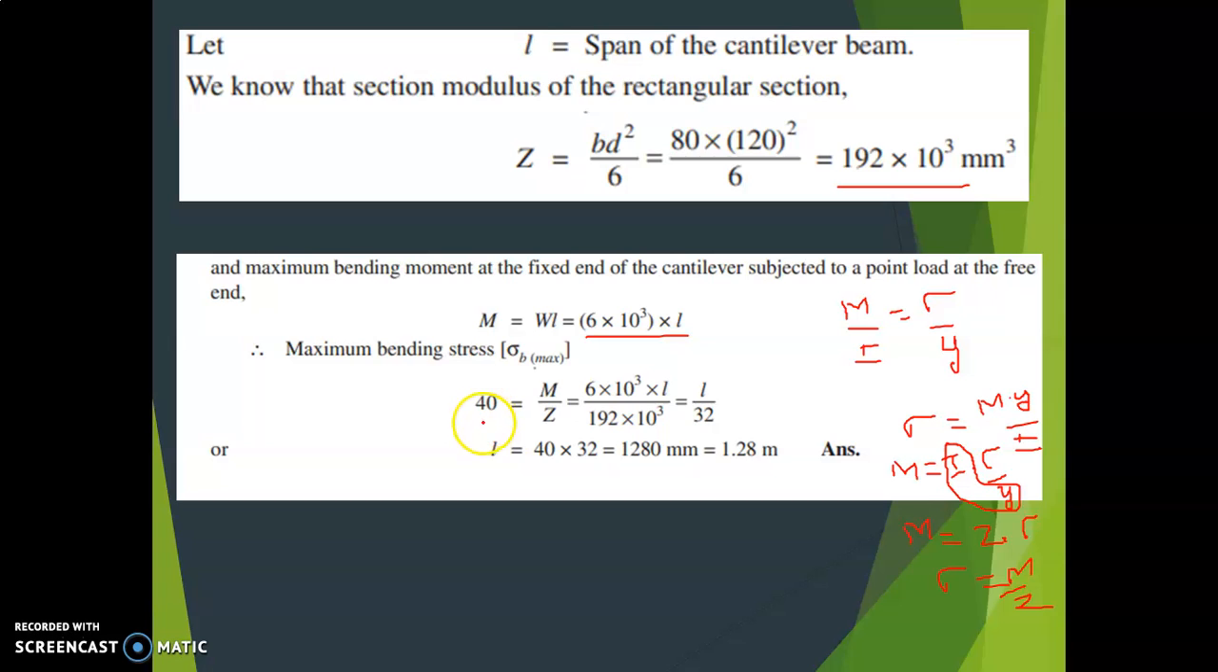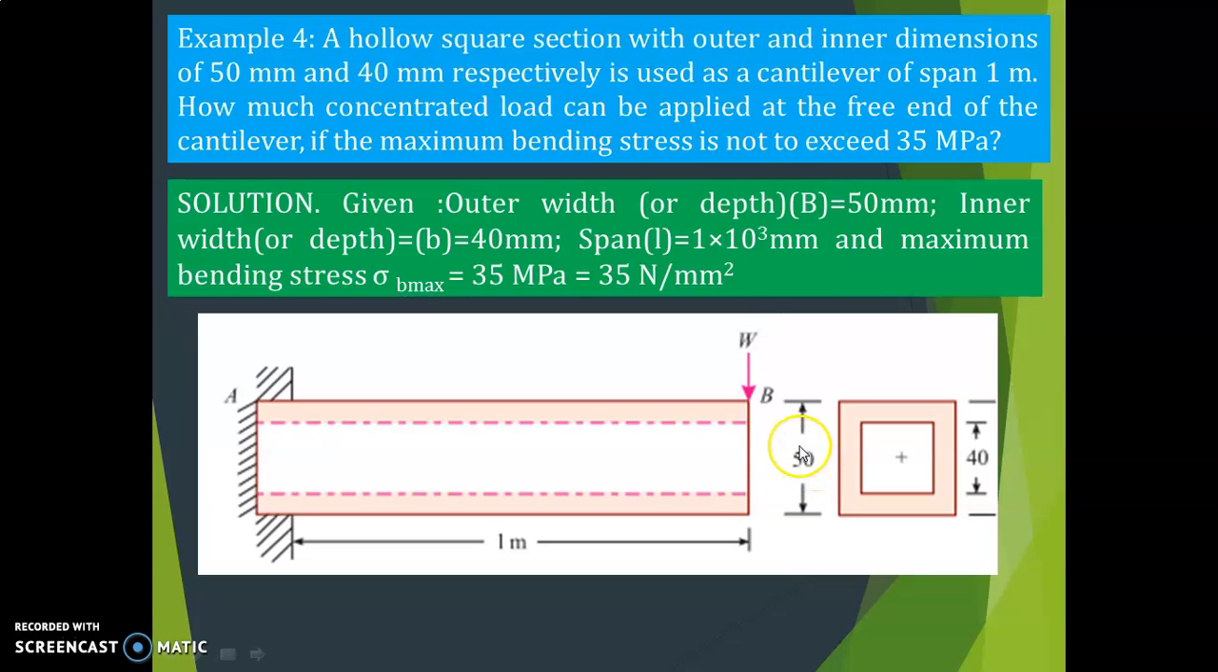So here 40 is there, so 40 into 32, that is equal to L, so that is equal to 1280 mm or 1.28 mm. So this is the length of the span. Okay, like this you can calculate what is the length of the span when it is subjected to a point load at the free end when the beam is cantilever.